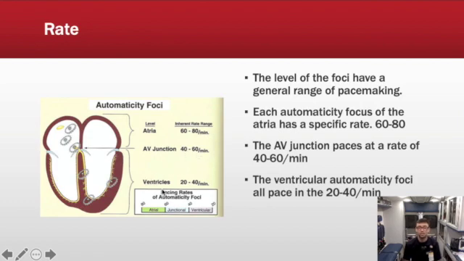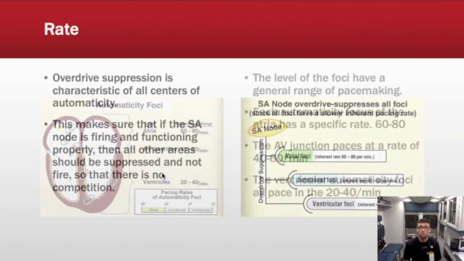If we start getting slower and slower rates, and now the SA and the AV nodes both aren't producing impulses on their own, the ventricles can actually take over at a rate of 20 to 40 per minute. That's very, very slow. So again, atria 60 to 80, AV junction 40 to 60, and the ventricles are 20 to 40.